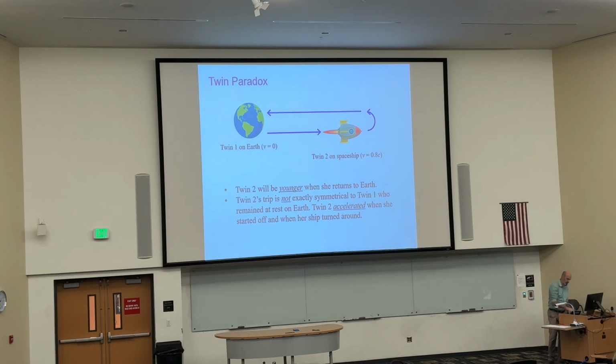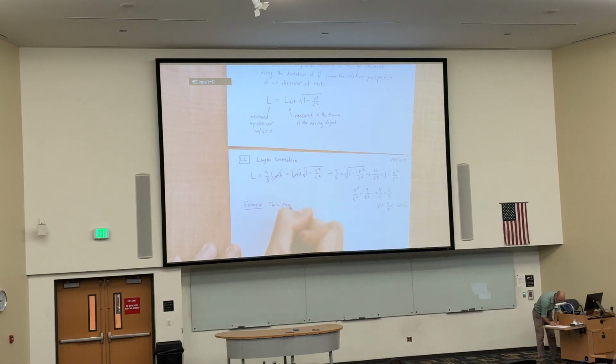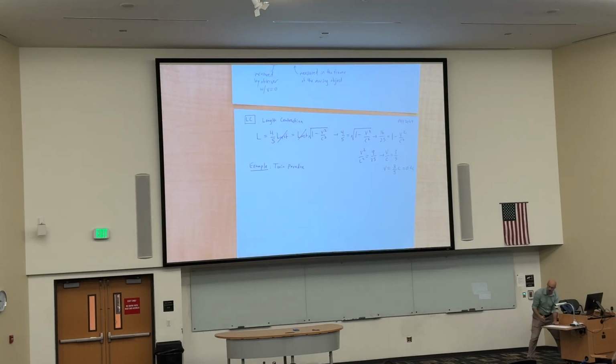So let's do that. So let's just write down the twin paradox in this example as well. So twin 1 remains on Earth.